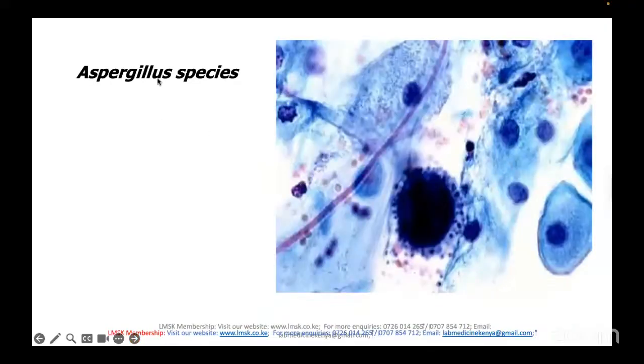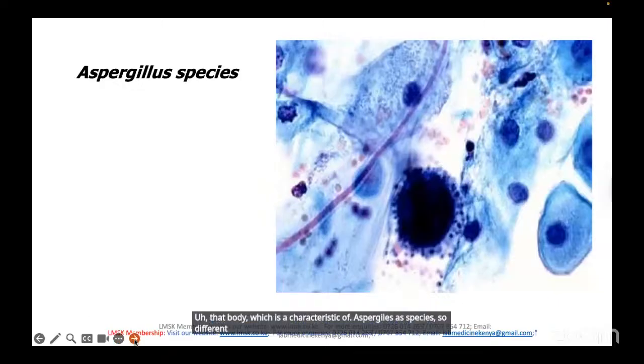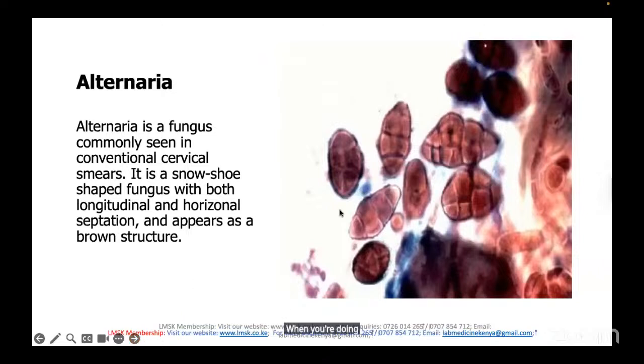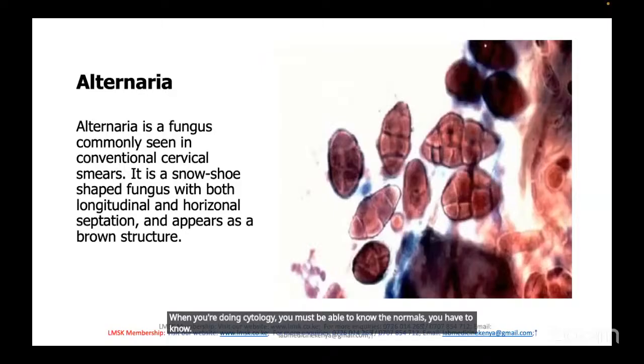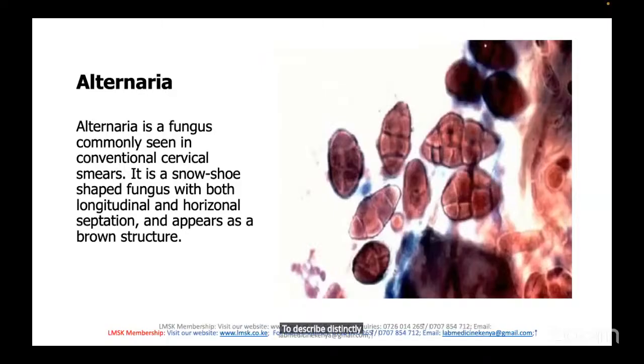Okay, so another aspect of Aspergillus species, we can see that body, which is a characteristic of Aspergillus species. So a different presentation. So when you're doing cytology, you must be able to know the normals. You have to know to describe distinctly and say this is what you saw.